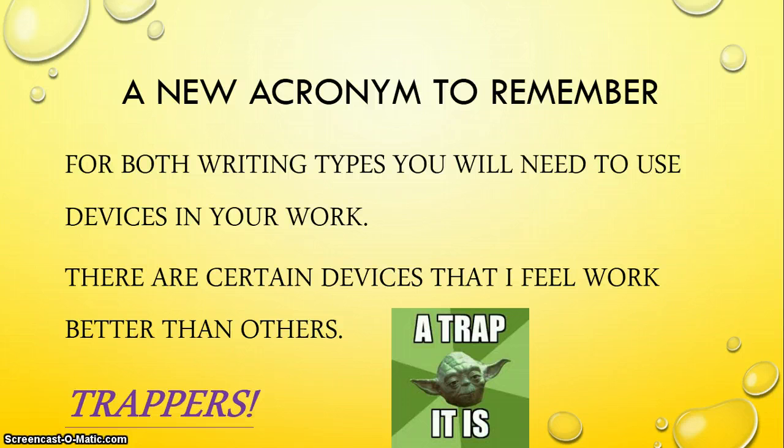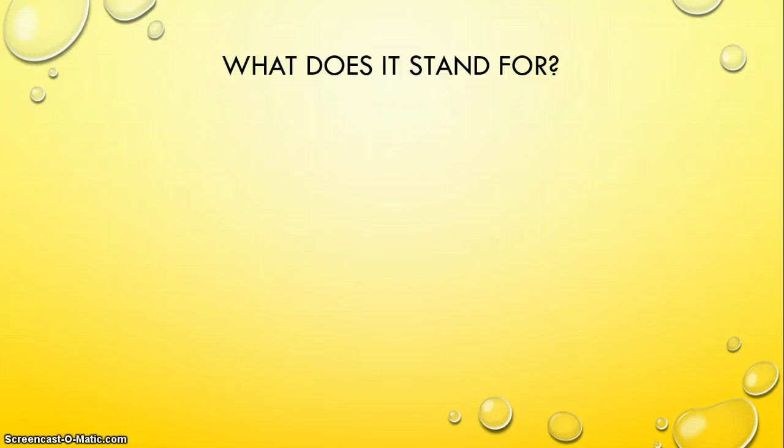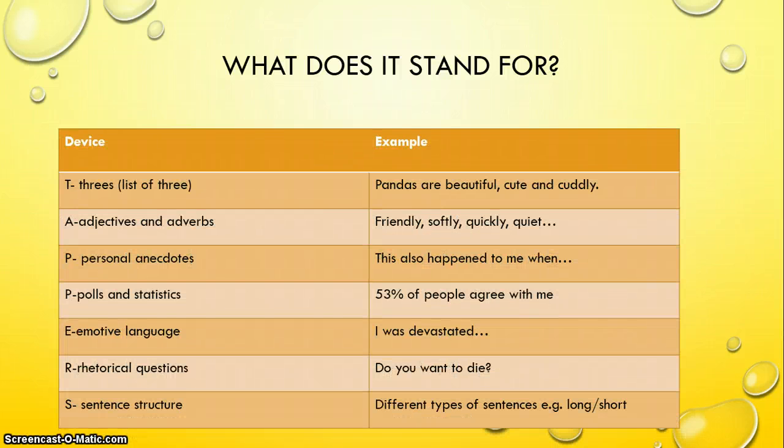So let's look at them, and remember to take notes or pictures or whatever helps you to remember what TRAPPERS actually stand for. So first of all, remember the T stands for list of three, or threes in this case, and I've given an example there on the right hand side for you. So pandas are beautiful, cute and cuddly. Now it doesn't have to be three adjectives, it could be three verbs, it could be three nouns. It doesn't really matter as long as you are using a list of three somewhere. So that's called threes.